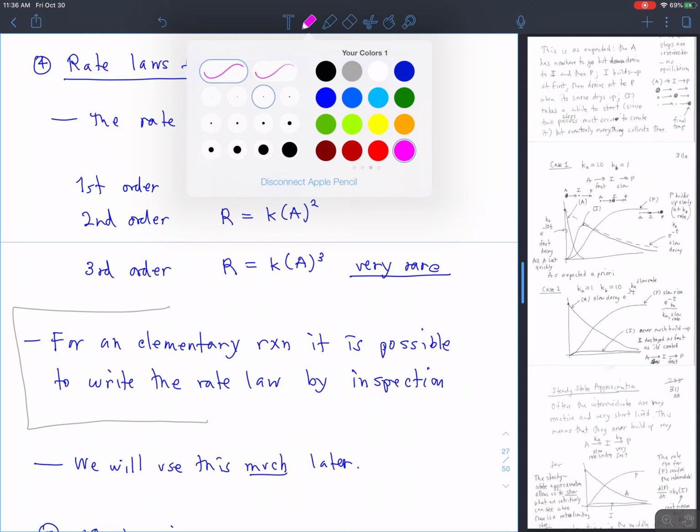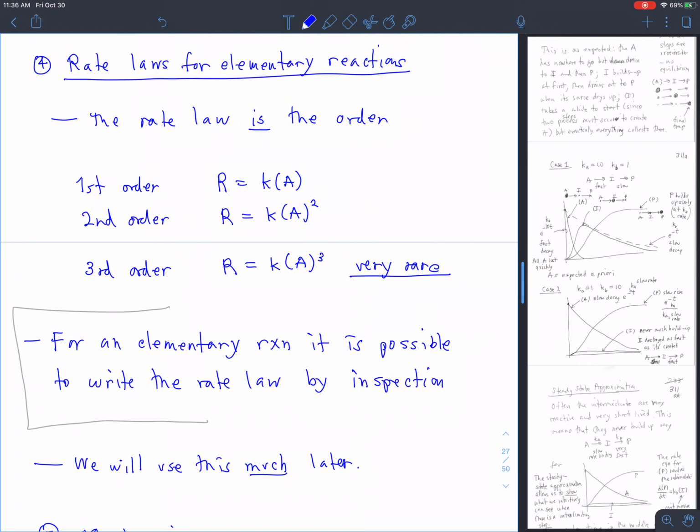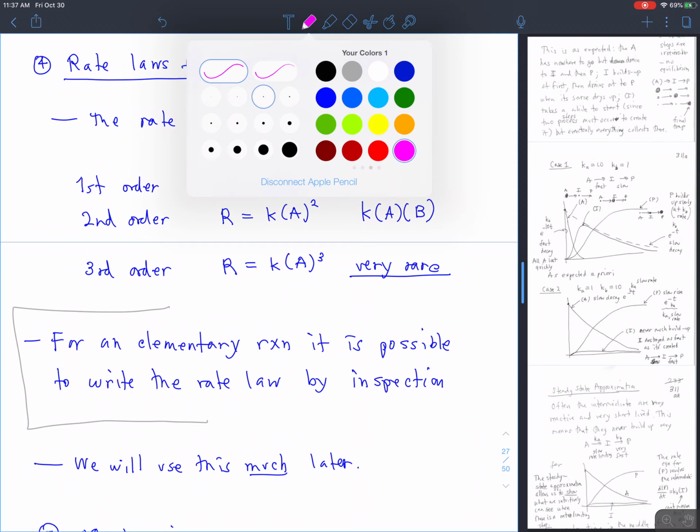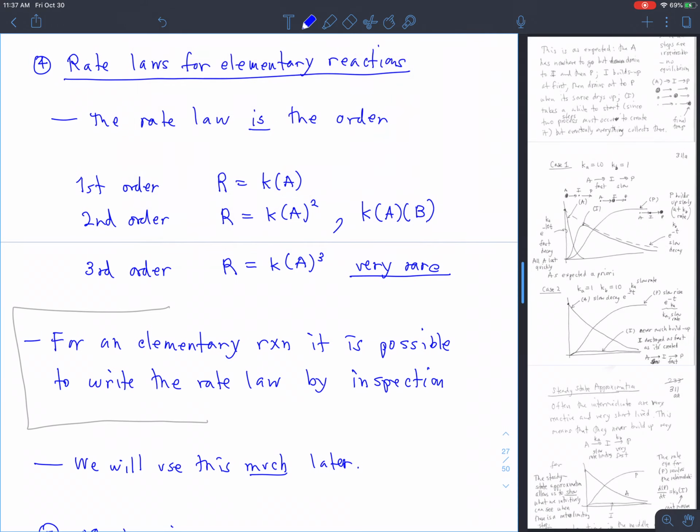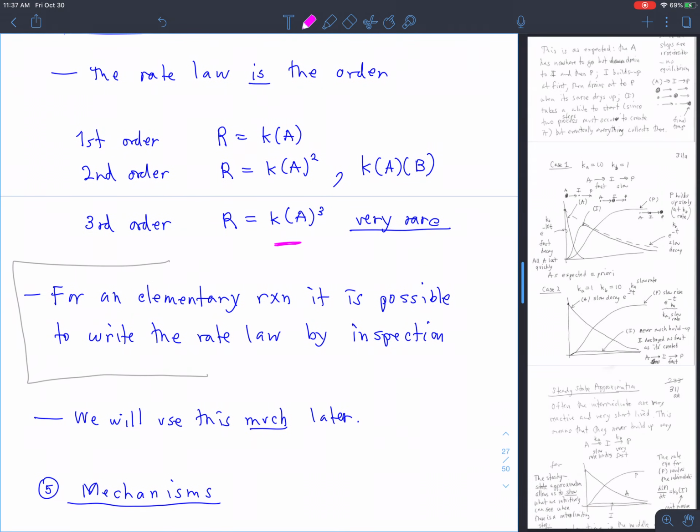I didn't say this last time, but this is a second order rate law, but there's another kind of second order rate law, which is one like this, right? One with two different species and overall second order power. And we used that later when we were talking about writing rate equations for mechanisms, but I didn't write it down here, so let me write it down now and fill that little lacuna. Anyway, and then there's very rare third order ones.